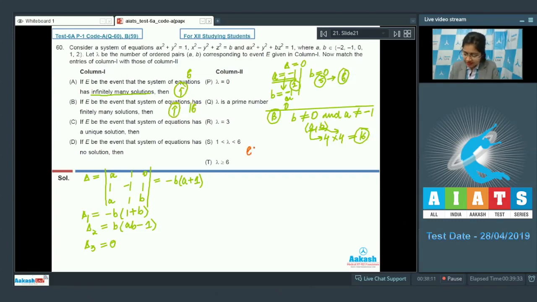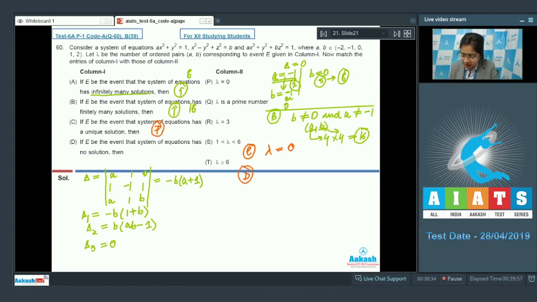Now, next is option C, which says that let E be the event that the system of equations has a unique solution. Is it possible for x square, y square, z square to have a unique solution? No, they can never have a unique solution, which means that lambda will be equal to 0. That is, the answer is P.